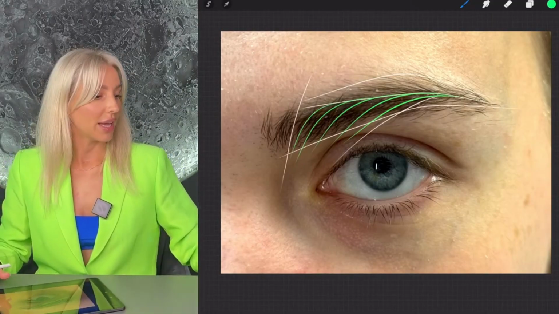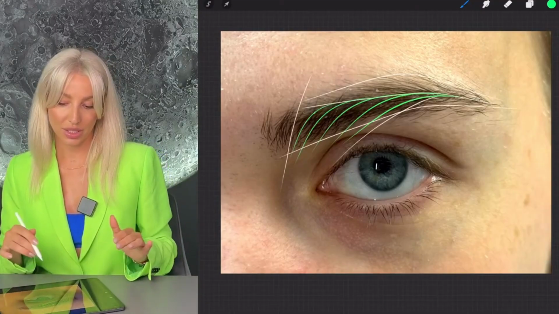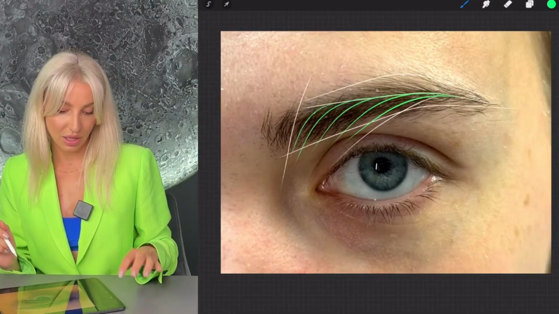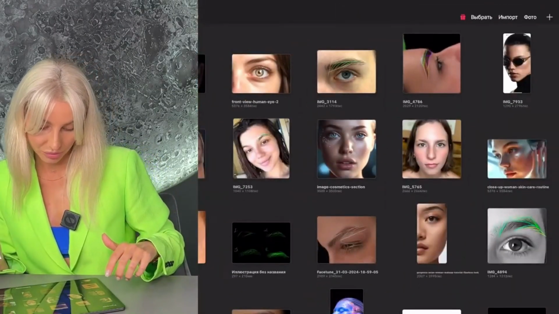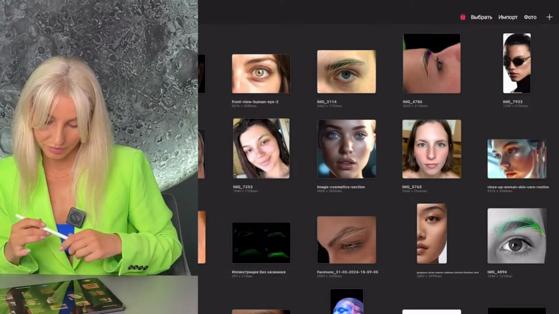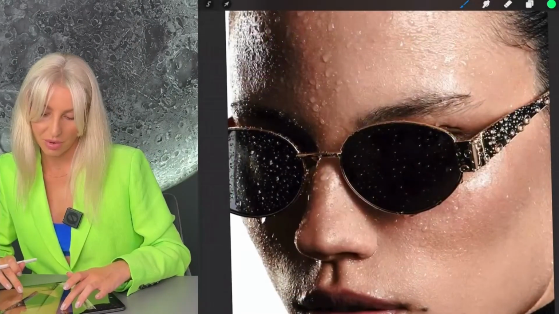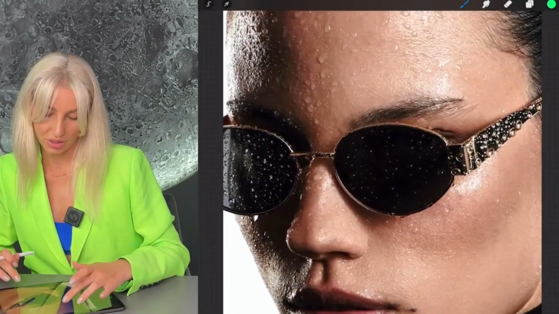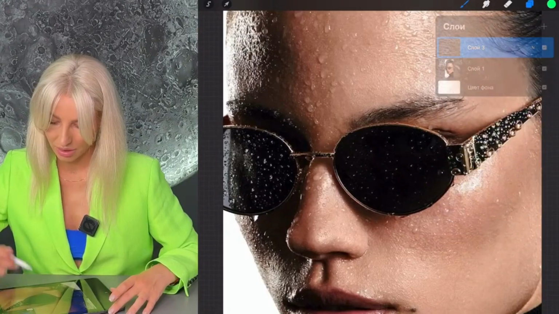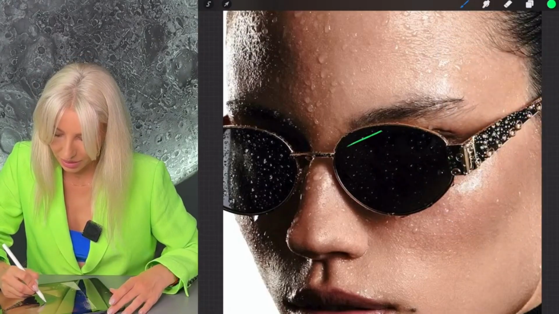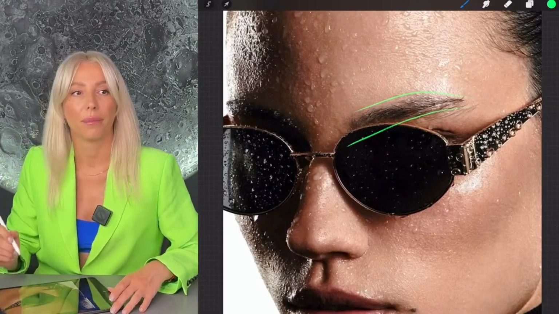Okay, let's move on and let's talk about how to find the guideline. Actually, we already were talking about this a little, but now we're gonna cover it a little bit closer. So how to see the guideline. For example, this picture I made a screenshot from Instagram. I just love these eyebrows. And here we have the glasses. There should be the shape actually. So imagine this is our shape.